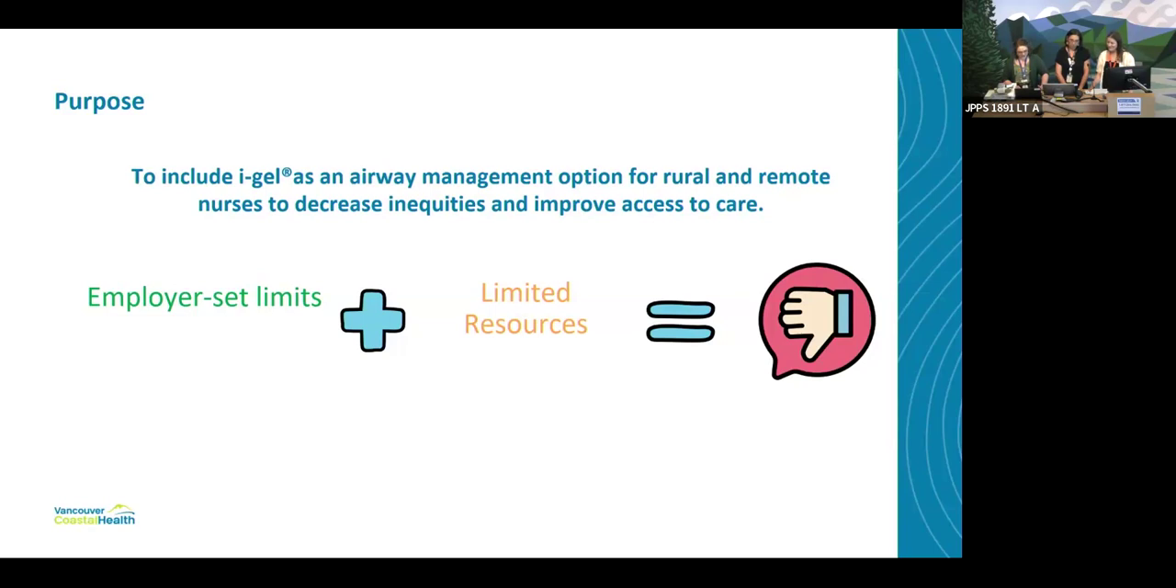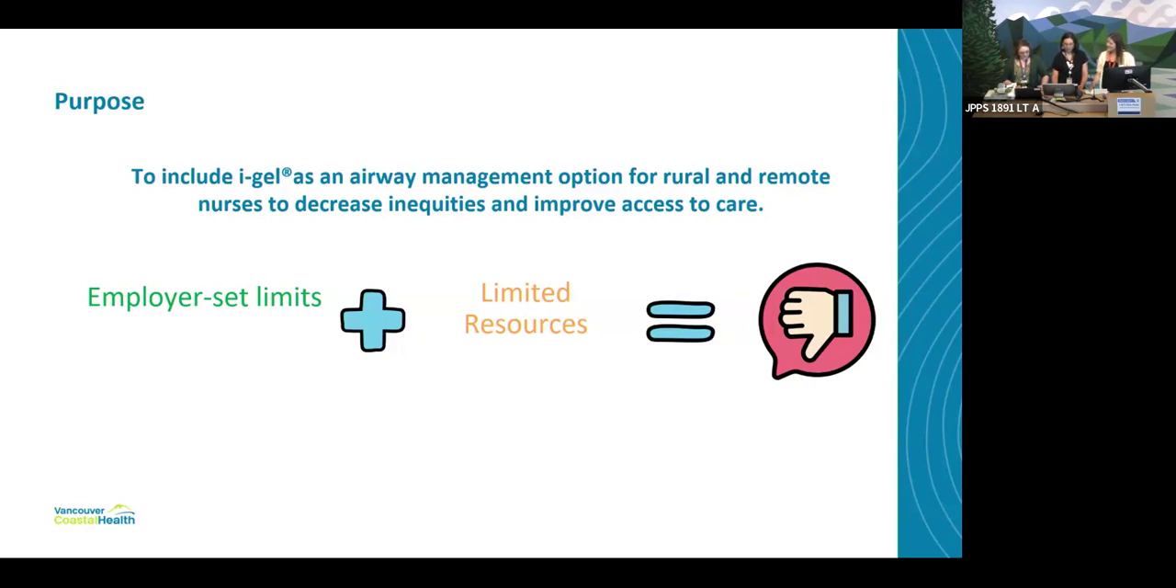When situations like the one described in our story arise, the combination of employer-set limits on nursing practice and a lack of available team members for whom those activities aren't restricted creates a lose-lose situation for both patients and nurses. With consistently limited resources, like in rural and remote communities, the odds of these lose-lose situations occurring are particularly high.